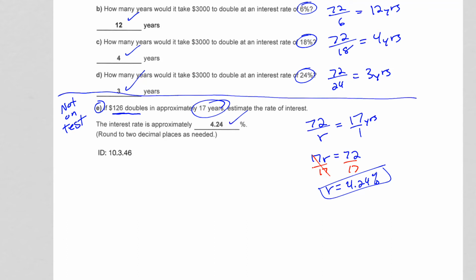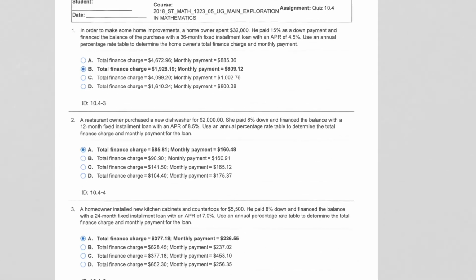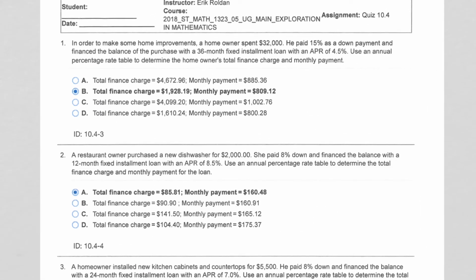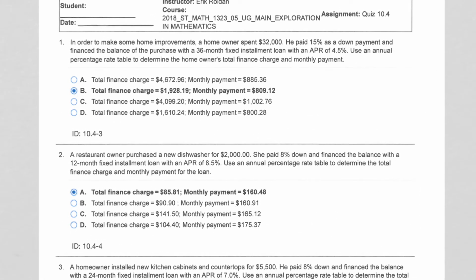All right, that's it for 10.3. Let's go to our last section, 10.4 monthly payments. All right, made it to the end here. This is the section that gives most of the calculations. I mean, it gives you a lot of calculations to do.